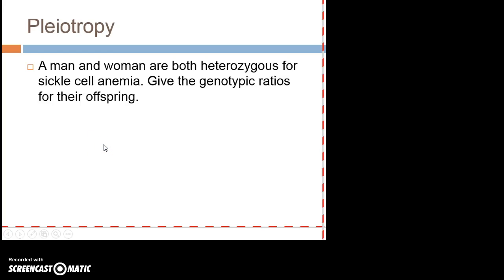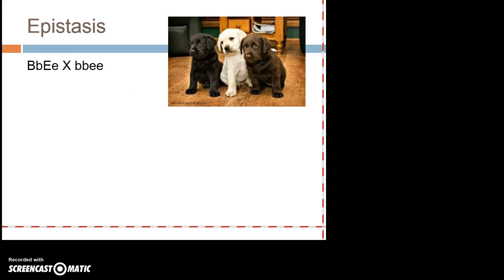Hi everybody. In class we didn't get to some of the different types of inheritance that you'll be needing to do your problems. And so I think we left off on this one, pleiotropy. So let's keep going and I'll teach you about the last two, okay?